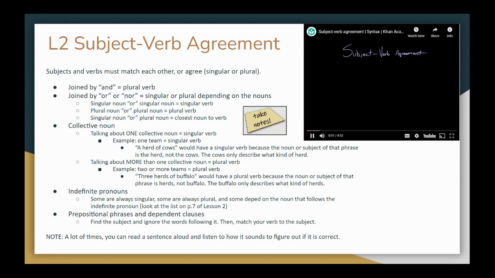Hello, grammarians. Today we're going to talk about subject-verb agreement. And what this is, is the idea that you want your subject and your verb to get along in a sentence.